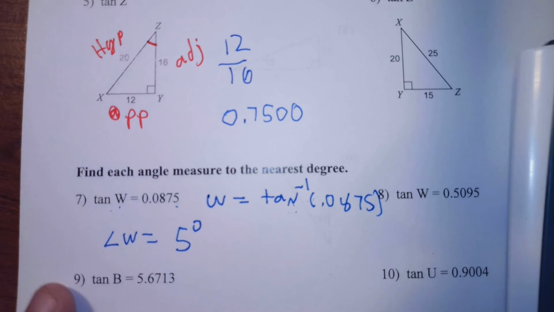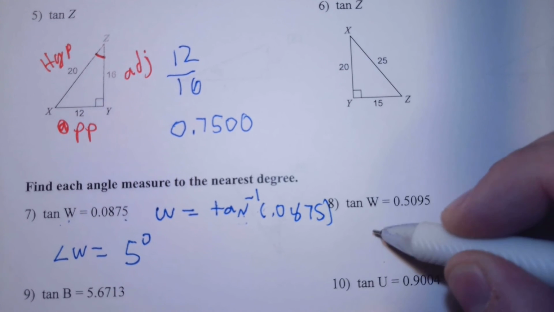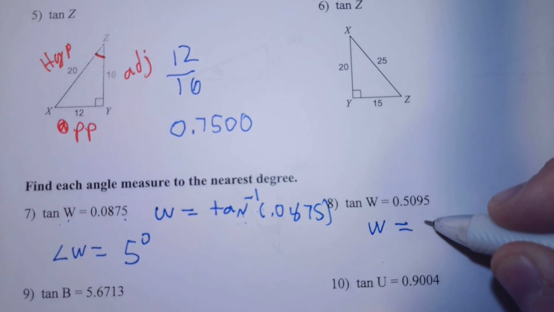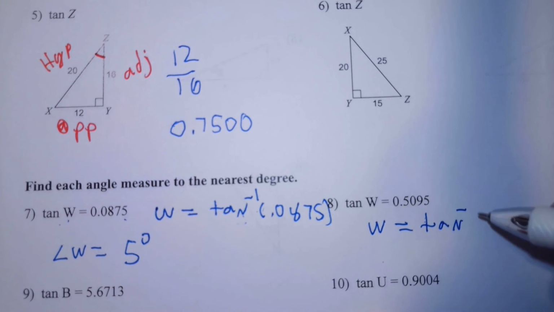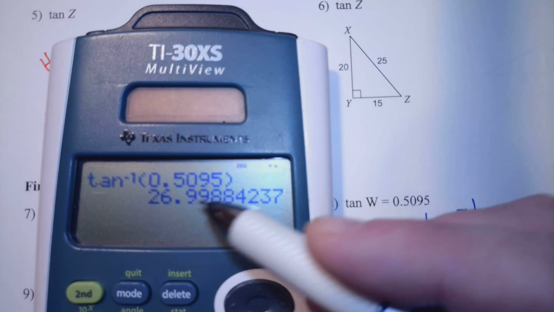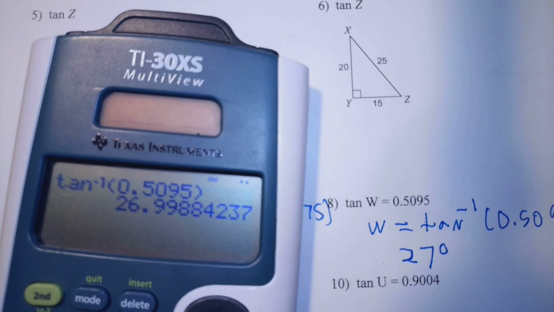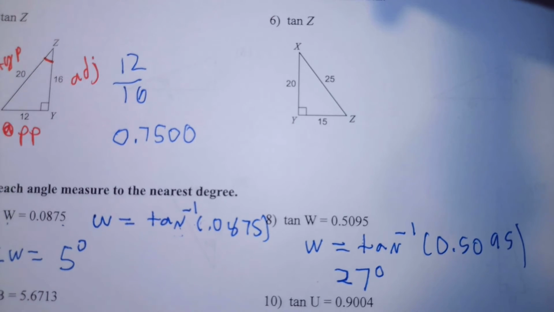Let's do one more, just to make sure we know what we're doing. Okay, again, this is just a one-step kind of problem. So W is going to equal inverse tangent. Okay, so I'm going to put that in there. Inverse tangent 0. I don't need to actually put the 0, but I did it anyways. That is going to be 26.9, so that's going to be 27 degrees. So just basically calculator work. I'll move that so you can see the whole problem.